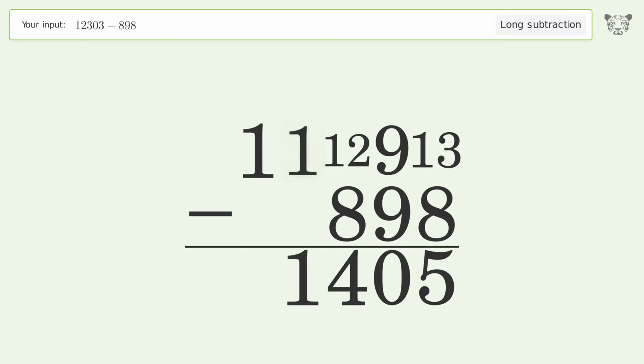Write 1 in the thousands place. Write 1 in the 10,000s place. And so the final result is 11,405.